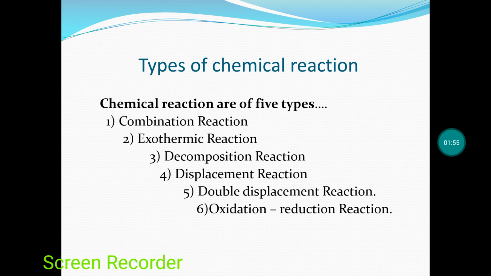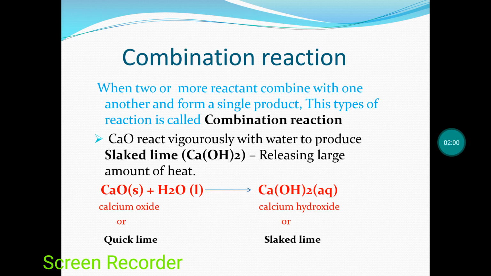Okay. First of all, let's try to understand what a combination reaction is. When two or more reactants combine with one another and form a single product, this type of reaction is called a combination reaction. First of all, you should know what the reactants are and what the products are. I already told you in the last videos, but once again I will tell you.